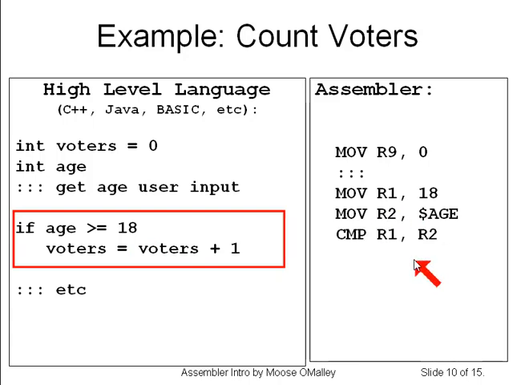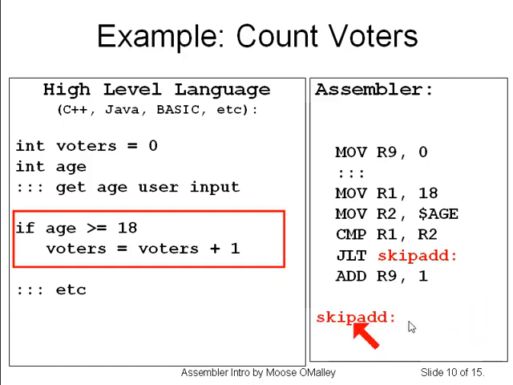And we want to compare the two. Compare R1 and R2. And jump if less than, or actually that should probably be a jump if greater than, because it's comparing R1 and R2. If R1 is less than R2, it would be less than. If R1 is greater than R2, it would be greater than. And then add 1 to R9, so R9 is our number of voters. And then we've got a skip add down here. Okay, so jump if less than to skip add.